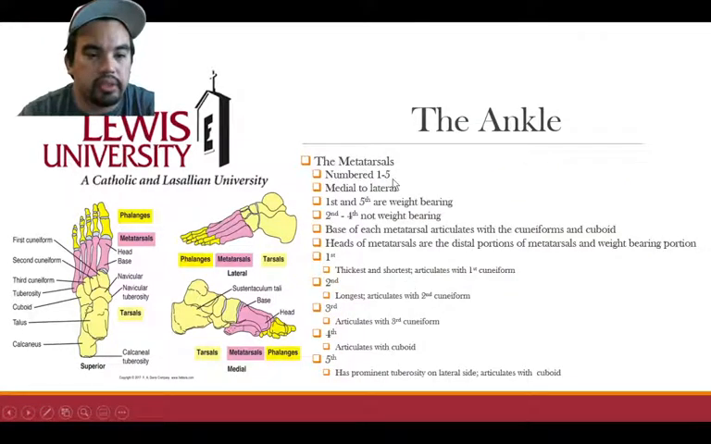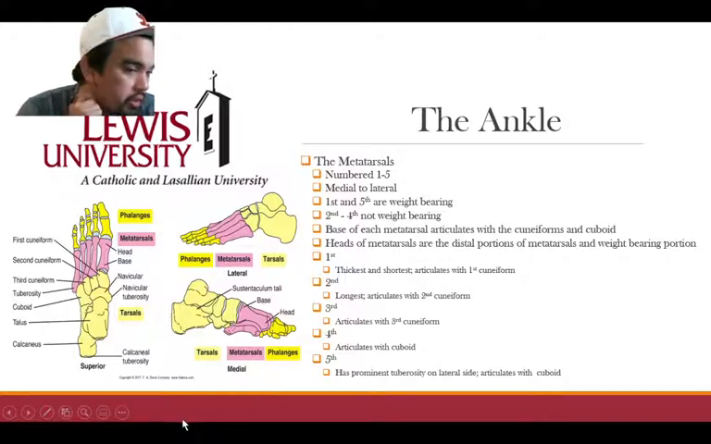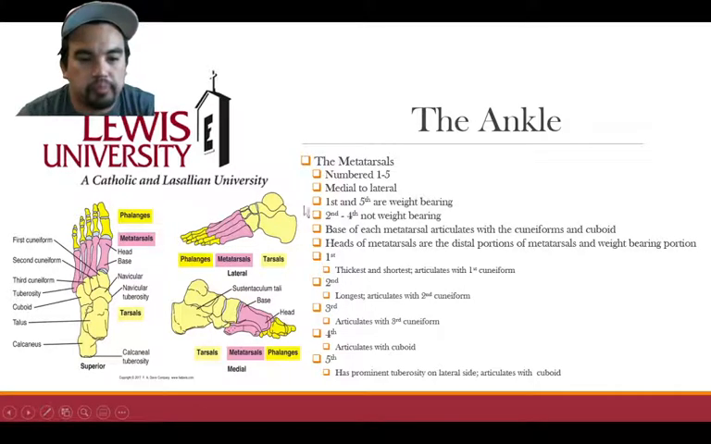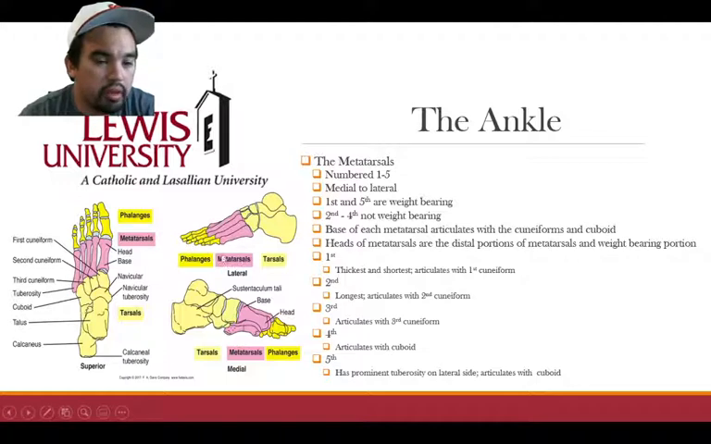Then we have the metatarsals, and these are numbered 1 through 5. We number them medial to lateral, so we go 1, 2, 3, 4, 5. Okay, the first and the fifth are the weight-bearing portions of the metatarsals. They do most of the weight-bearing in contact with the ground. And then the second through the fourth are not weight-bearing most of the time.